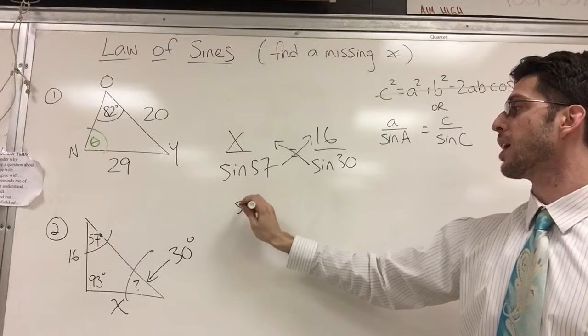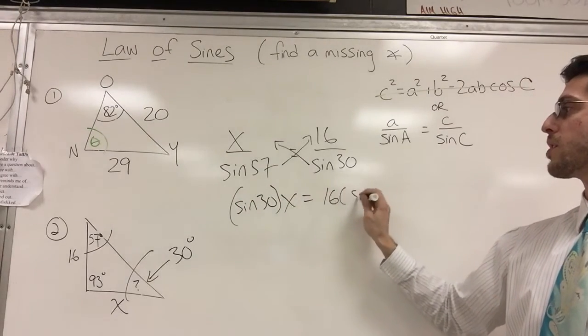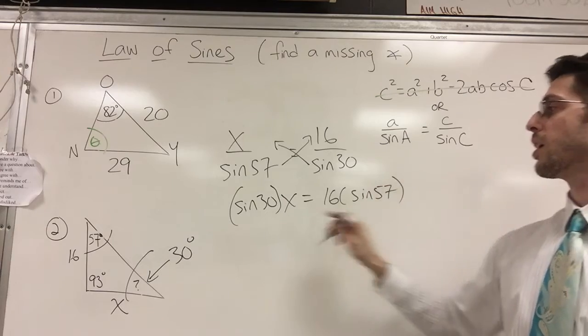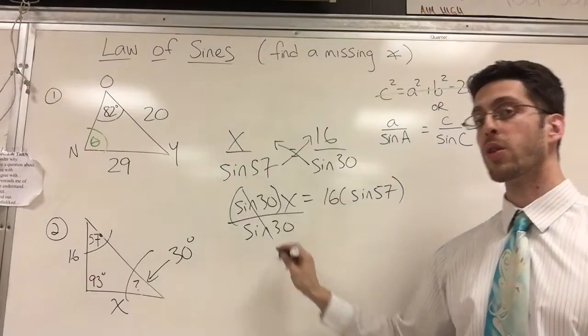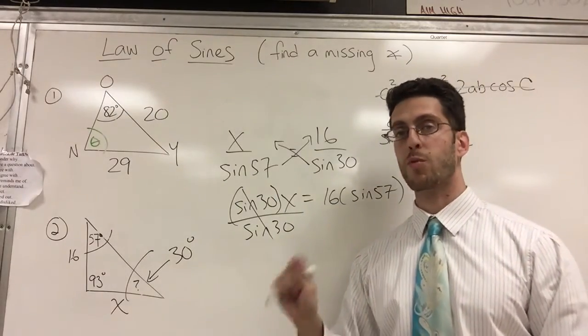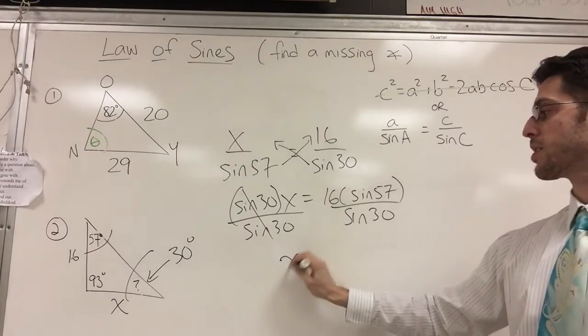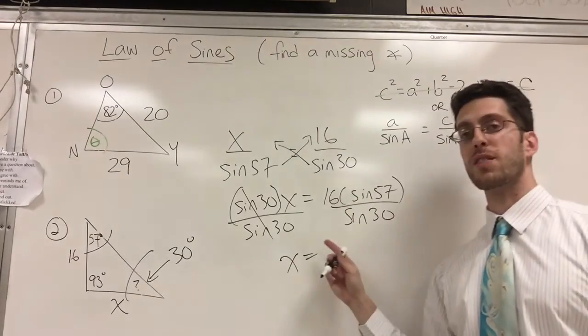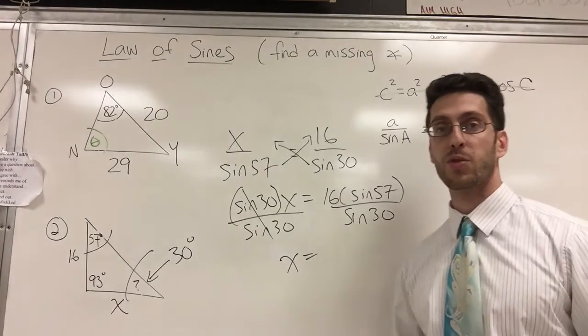I get sine 30 x equals 16 sine 57. How do you get x alone? Divide by sine 30. I don't have to use inverse this time. I'm just going to type it right into the calculator. Divide by sine 30 here, and x equals whatever this gives you. I'm actually not going to tell you. I'll let you type it in yourself because I don't want you to be lazy.